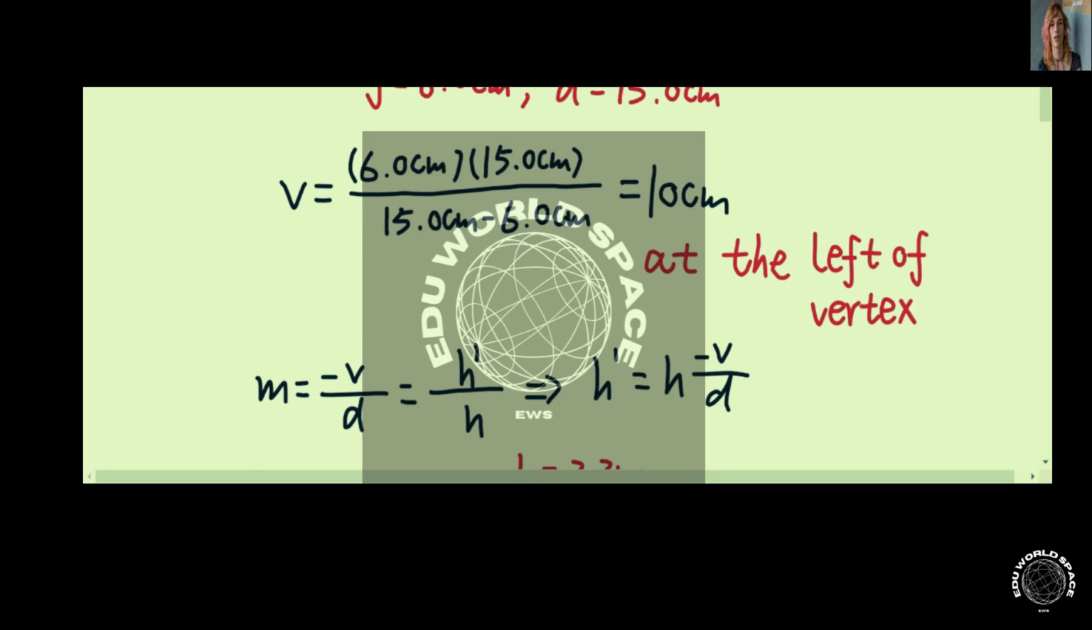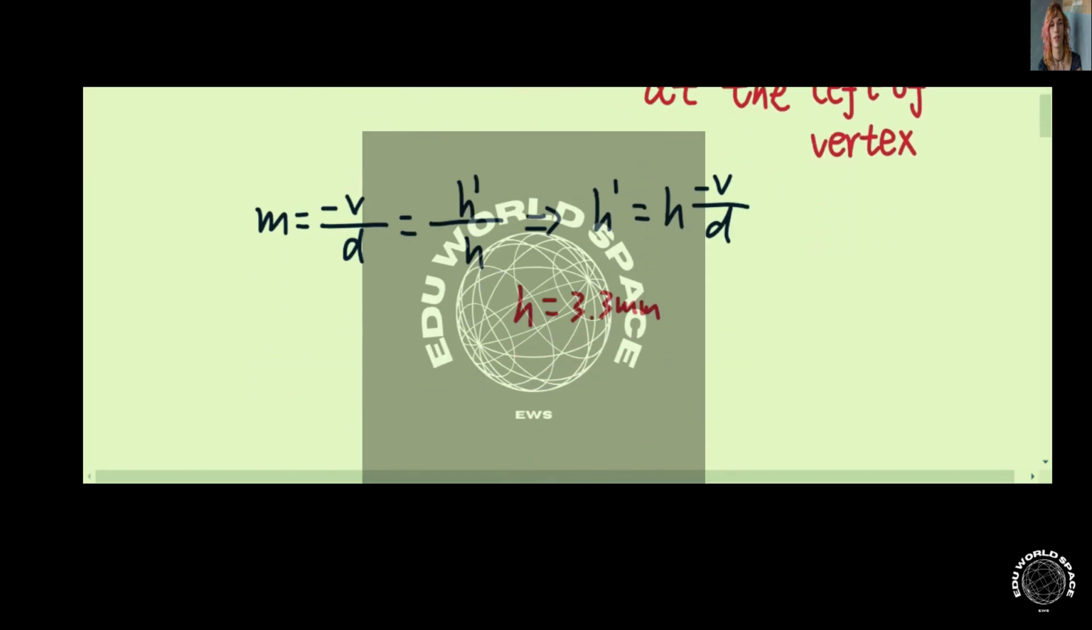And so now we can determine the image height. Well, we know the magnification m here is equal to negative v over d, which is equal to h prime over h. h prime is the image height, and h here is the actual height. So therefore, h prime is equal to h times negative v over d. We know the height is given as 3.3 millimeter. So we can determine the image height, which is h prime equal to 3.3 millimeter times negative v, which is negative 10 centimeter, over the object distance, which is 15 centimeter.